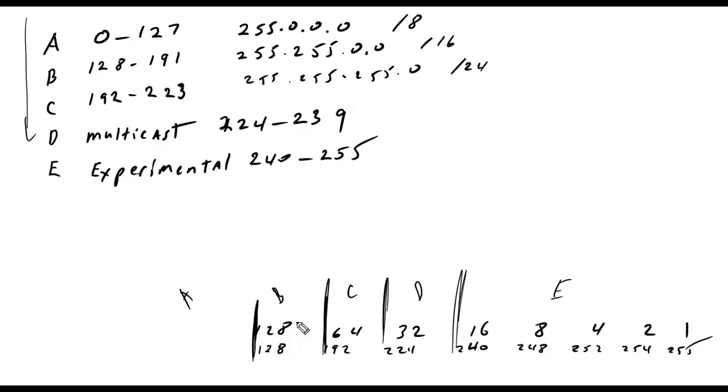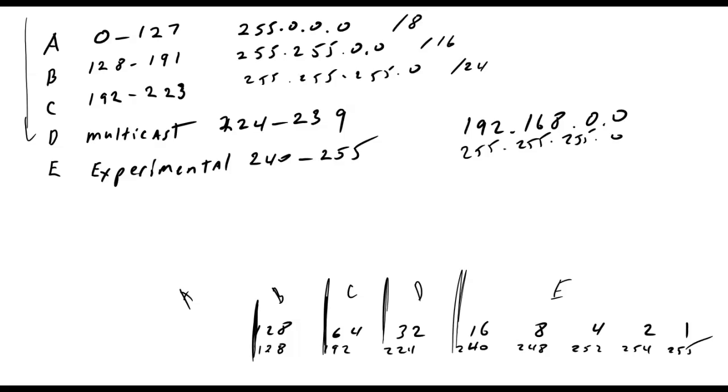So there we have it. These are the various classes. And today we don't use classful addresses. In other words, I can go 192.168.0.0. If this were a classful address, I would have to give it 255.255.255.0. But I don't necessarily do that.